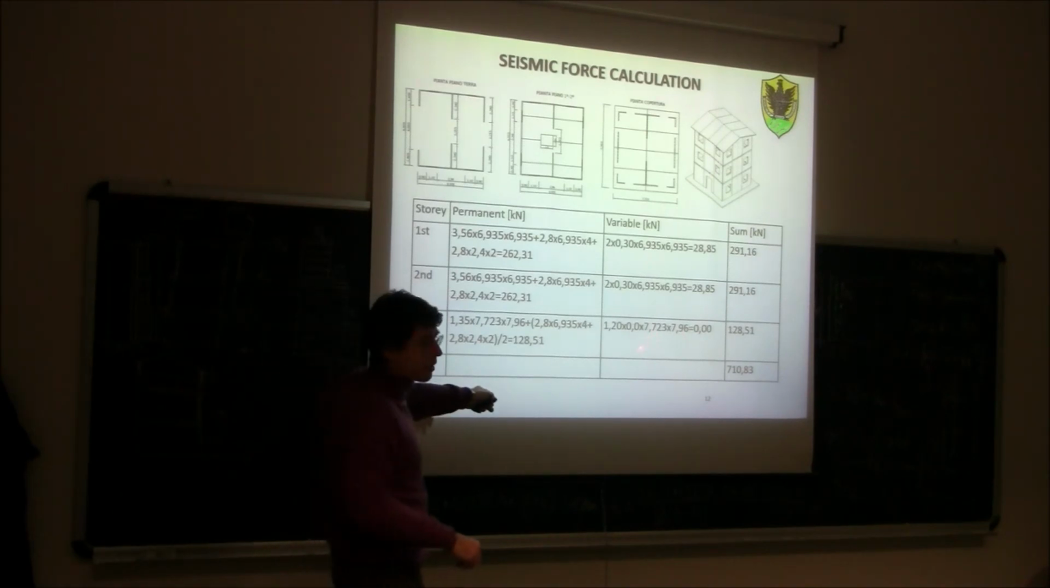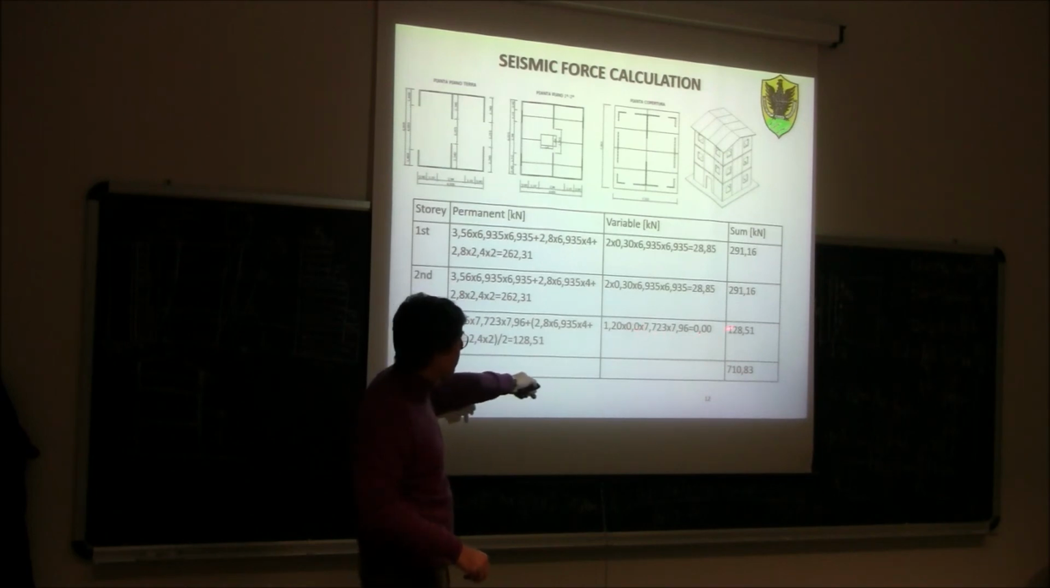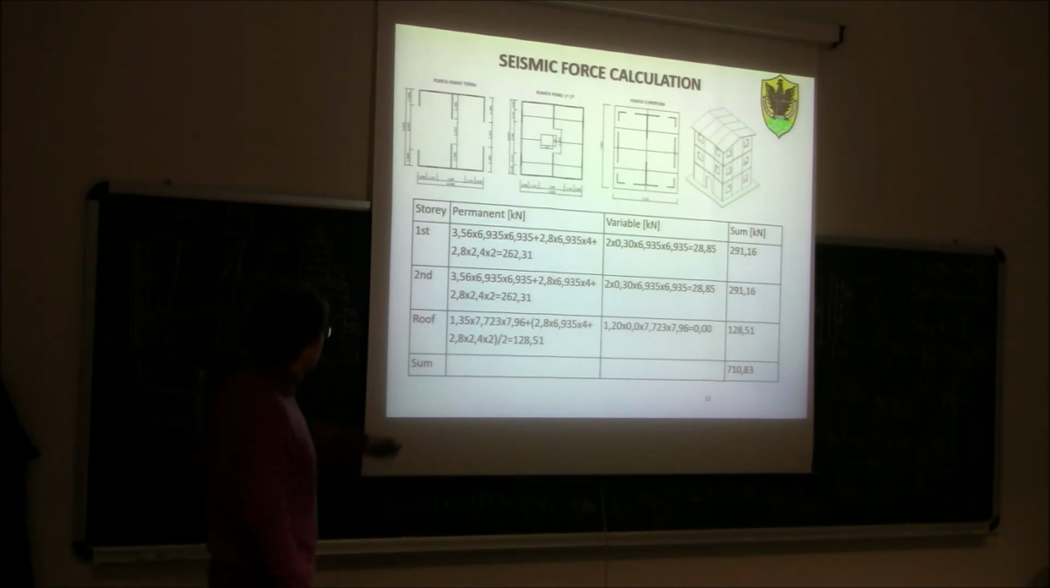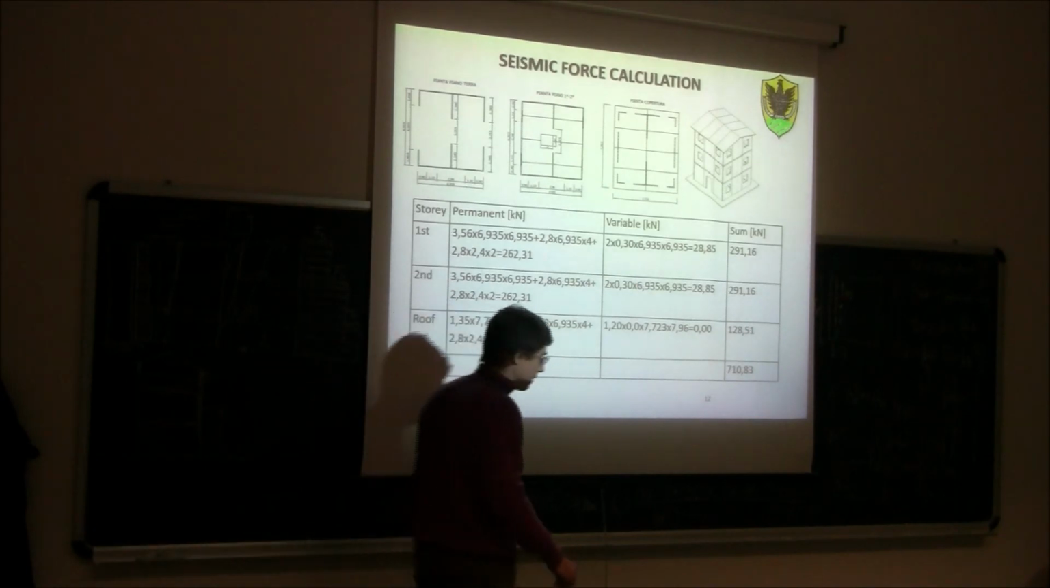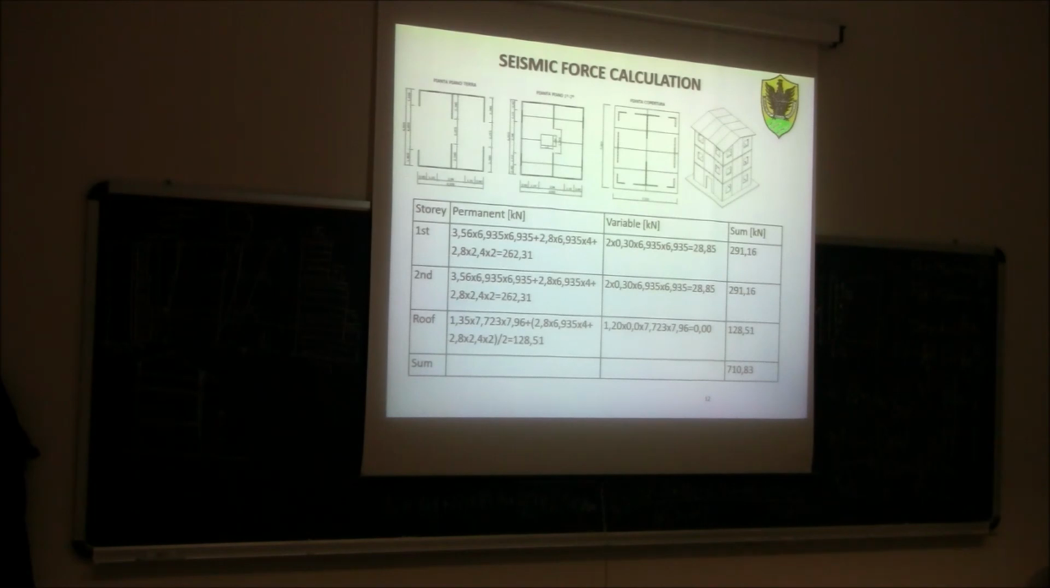The snow, since we are below 1,000 meters, as you can see here, the snow would be 1.2, but the coefficient psi 2 is 0. So there is no snow contribution here at the earthquake. So this is what I call seismic weight. I sum up the seismic weight of the 3 stories, I get 710.83 kilonewtons. So this is the seismic weight of the whole building, 710 kilonewtons. Fairly low compared to a reinforced building.